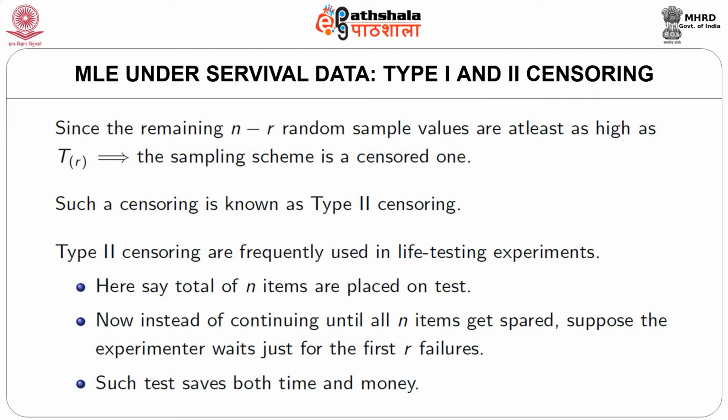Type 2 censoring is frequently used in life testing experiments. Here, say a total of n items are placed on test. Now, instead of continuing until all n items fail, suppose the experimenter waits just for the first r failures. Such a test can save both time and money.